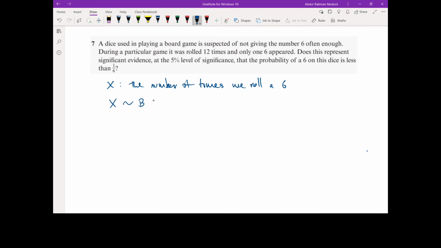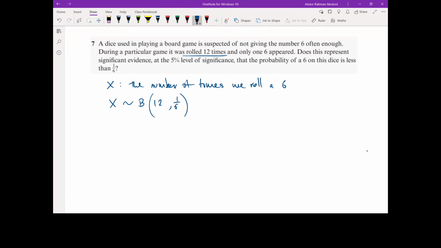So we're going to say x can be modelled by a binomial distribution, which has how many trials? We're rolling it 12 times. So 12 is our number of trials. And what is the probability of success? Well, the probability of getting a 6 is 1/6, which is assumed to be the norm for a fair dice. So that's our binomial distribution.